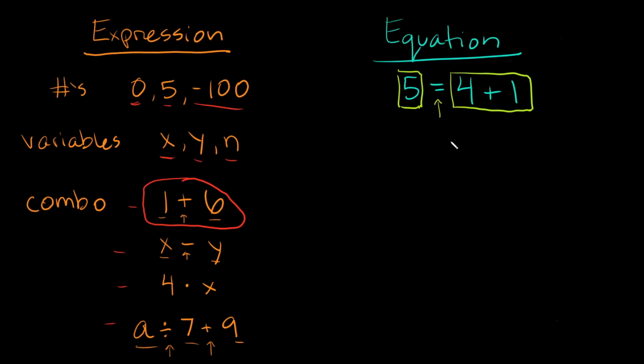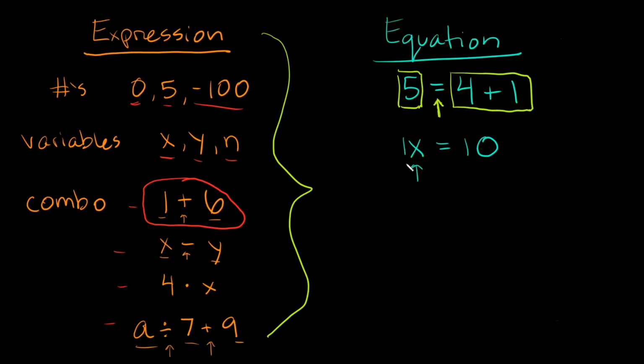That is key. That is the most important difference between an expression and an equation, that this has an equal sign. None of these expressions had equal signs, right? But these equations, all of them have to have equal signs. So let me give you a couple more examples. So if I had x is equal to 10. Again, this is an expression on its own, and so is this 10, and they are connected with an equal sign.